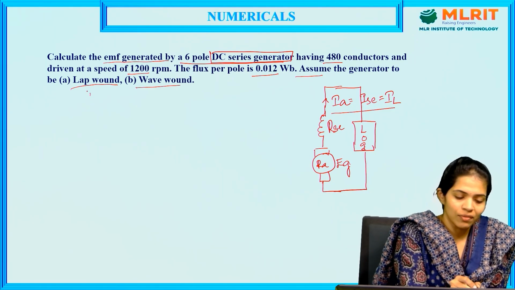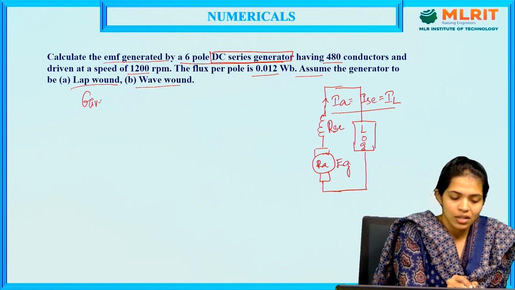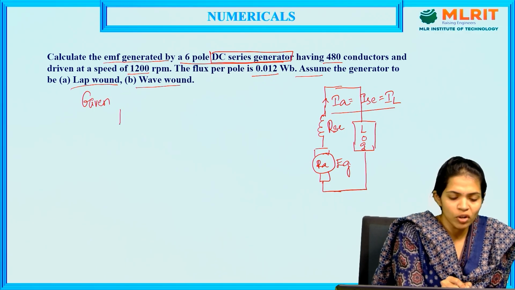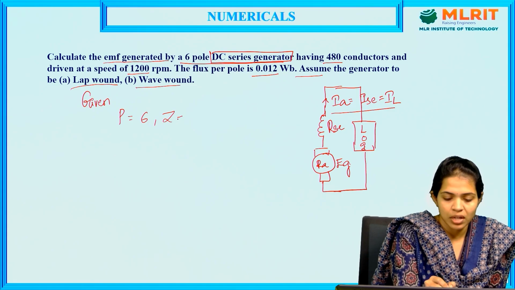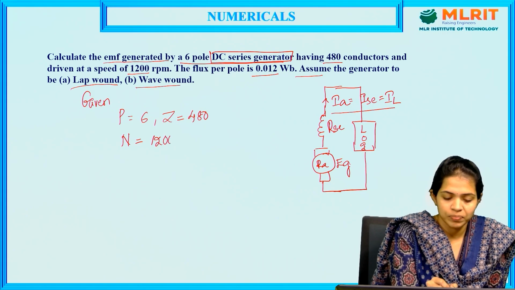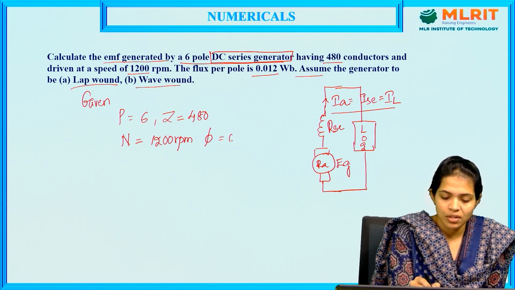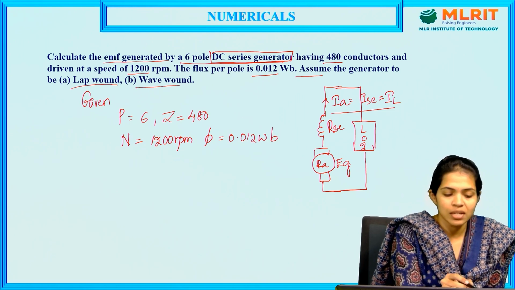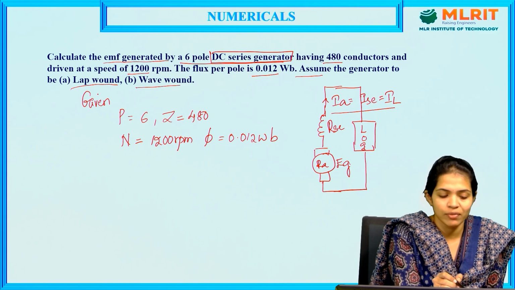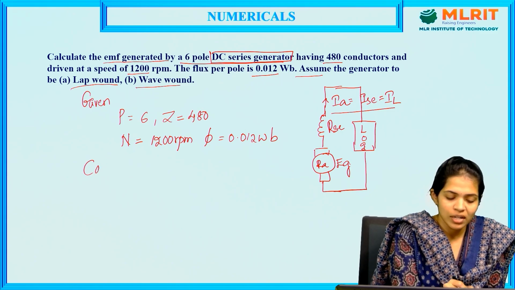First we have to write the given data in the question. The number of poles is 6, the number of conductors is 480, the speed is 1200 rpm, and the flux phi is 0.012 Webers. We are asked to assume the armature is lap wound and wave wound. So first, case 1, we assume a lap wound armature.